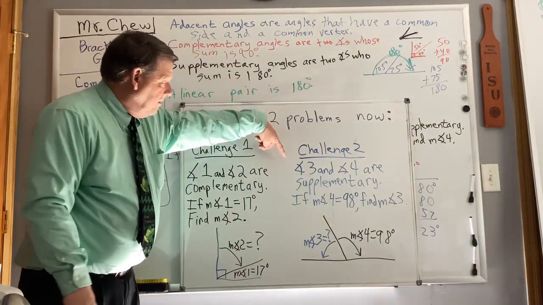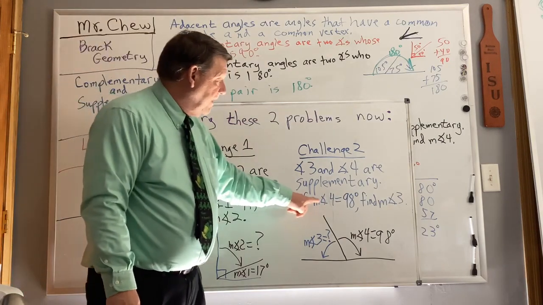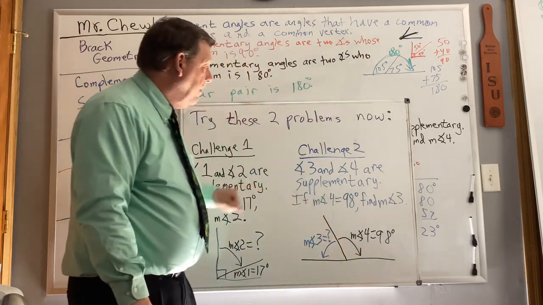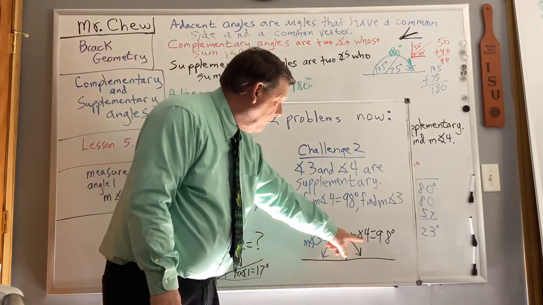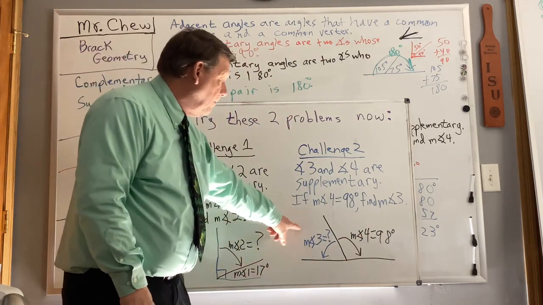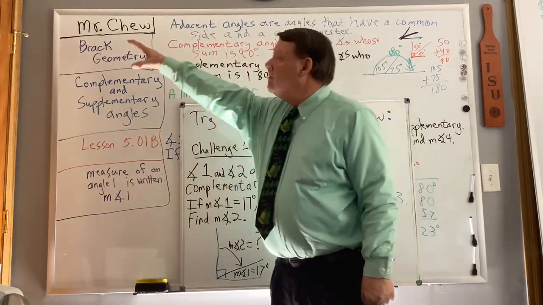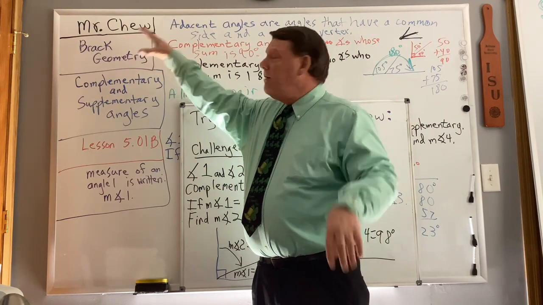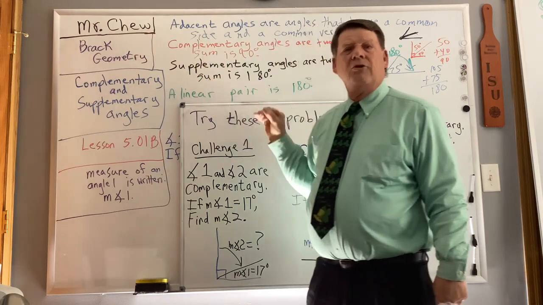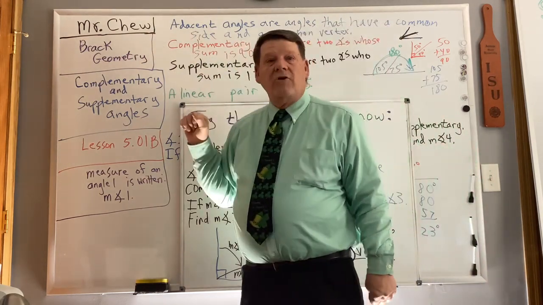Challenge 2. Angle 3 and angle 4 are supplementary. If the measure of angle 4 equals 98 degrees, find the measure of angle 3. So I draw a linear pair, draw in my angle 4 at 98 degrees, and then use an equation and solve it to find out what that is. Okay, once you have them worked out, pause the video, work them out, then start it again. At the end, there'll be a link up here, and you can make sure that you check your answers.